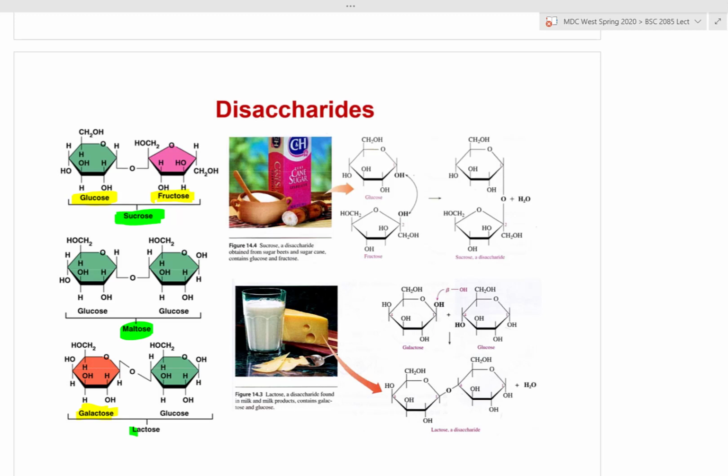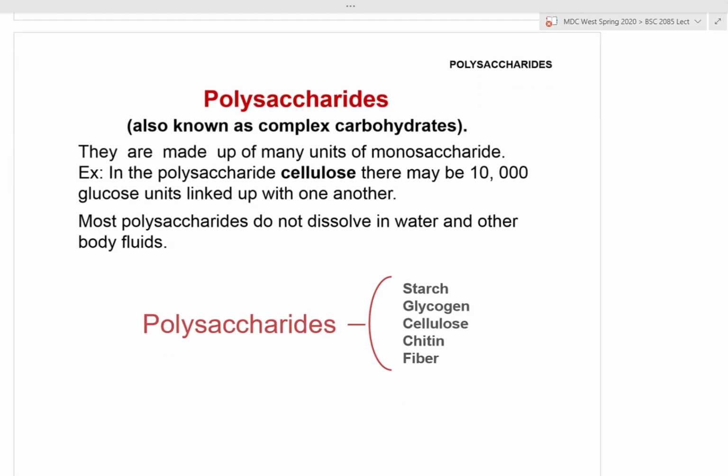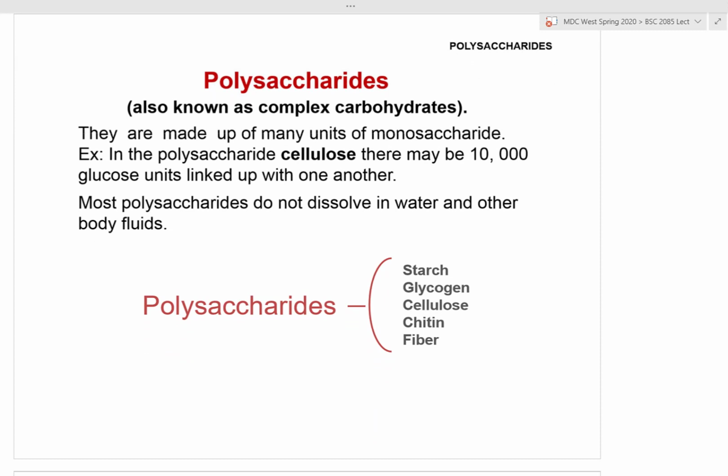Now, the last disaccharide is going to be what? Lactose. And lactose is found in what? Dairy. In the dairy products, right? Especially milk. So galactose plus the same molecule, right? If you look at it, we're doing glucose, glucose, and glucose all the time, right? So glucose is always found. So that's monosaccharides and disaccharides.